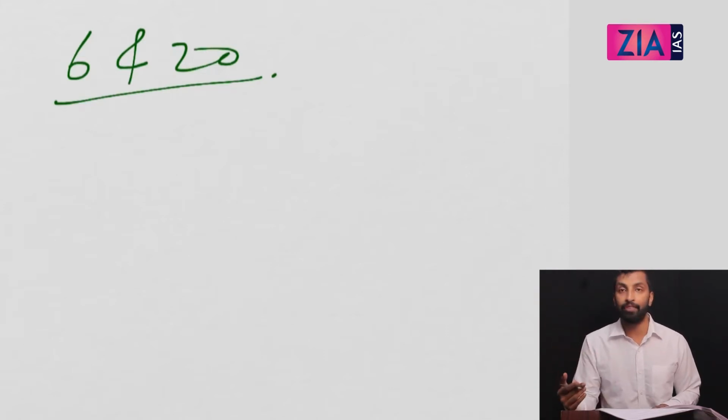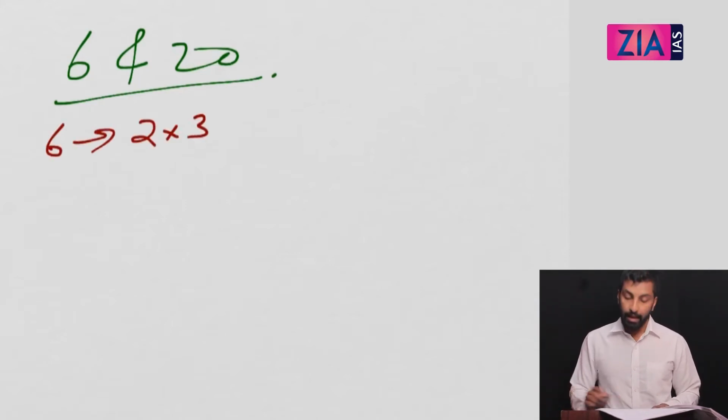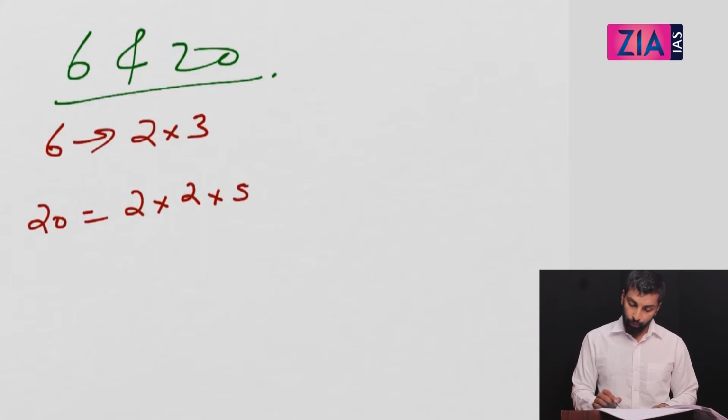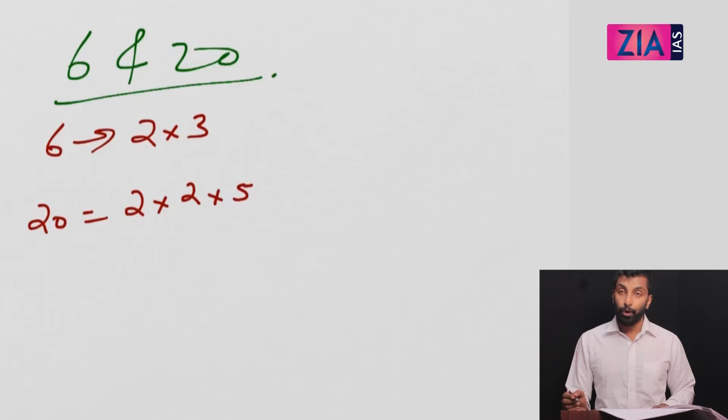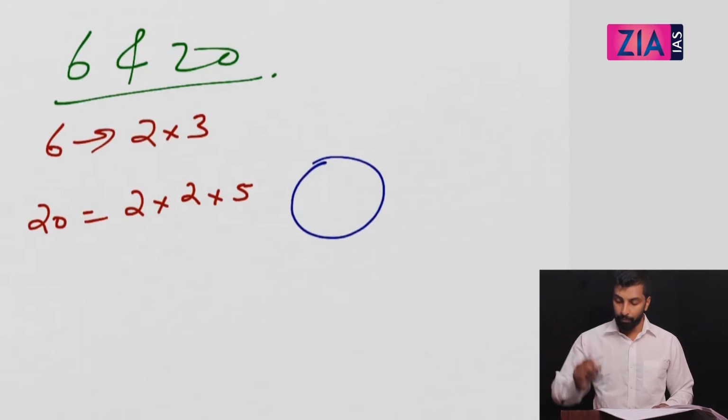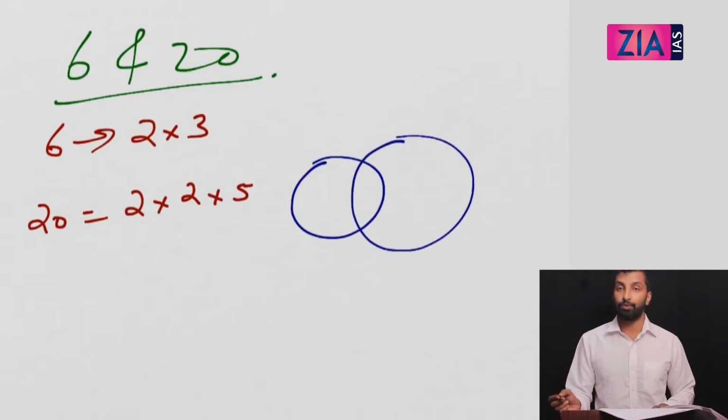So let's visualize in a Venn diagram. So what you will do? 6 you can write as 2 into 3, and 20 you can write as 5 into 4. So basically 2 into 5, right? Now if you make a Venn diagram for the 6 and 20, how will you make it? So this is 6. Okay, let's make a bigger diagram for 20. So let's keep this as 20.